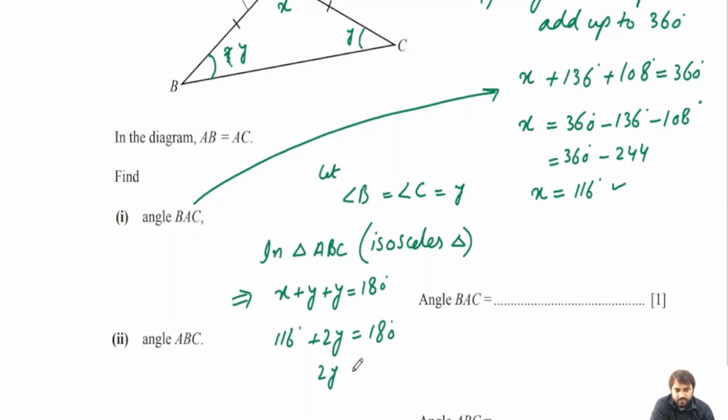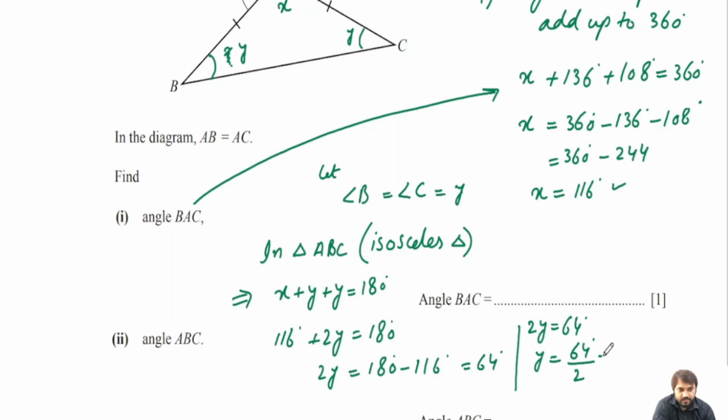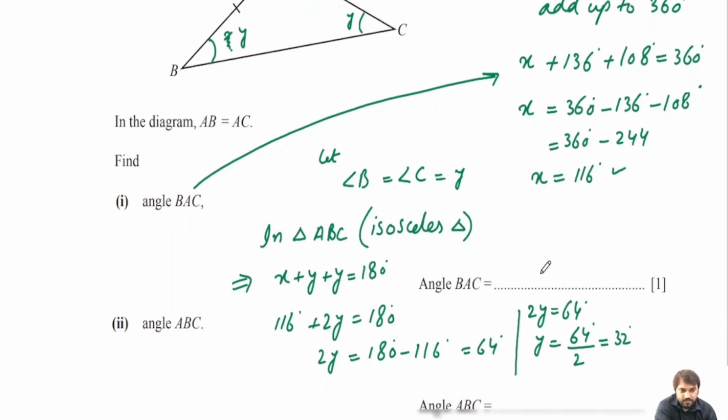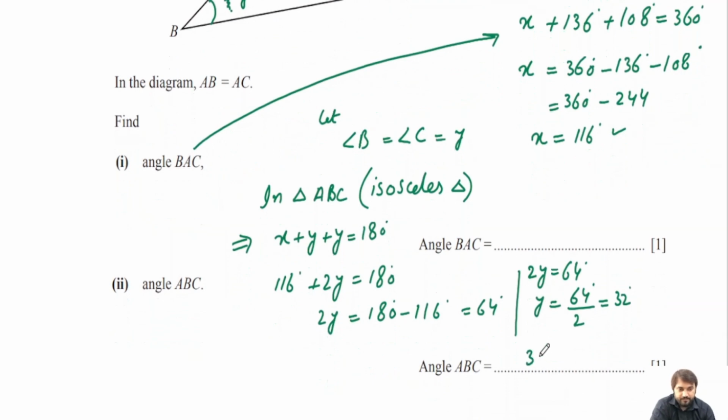After that, just simplify it. 180 degrees minus 116 degrees, we get 64 degrees. And the last step is 2Y is equal to 64 degrees. The value of Y will be 64 degrees divided by 2. That will be 32 degrees. So our answer to this one is 32 degrees.